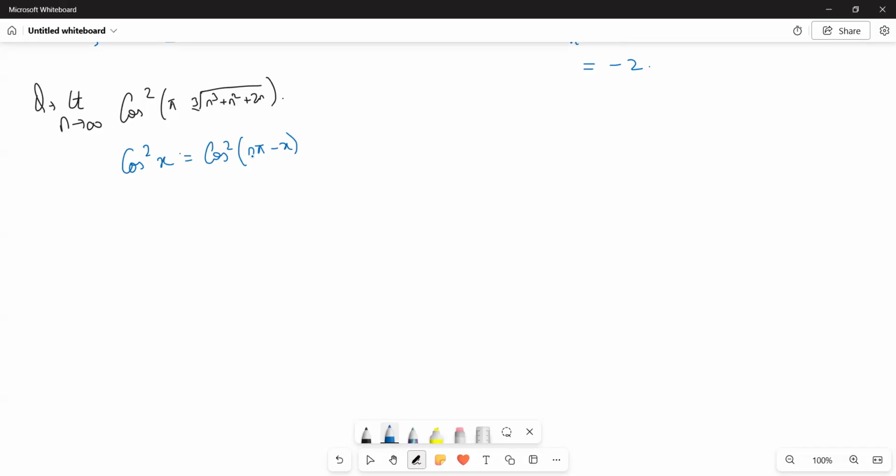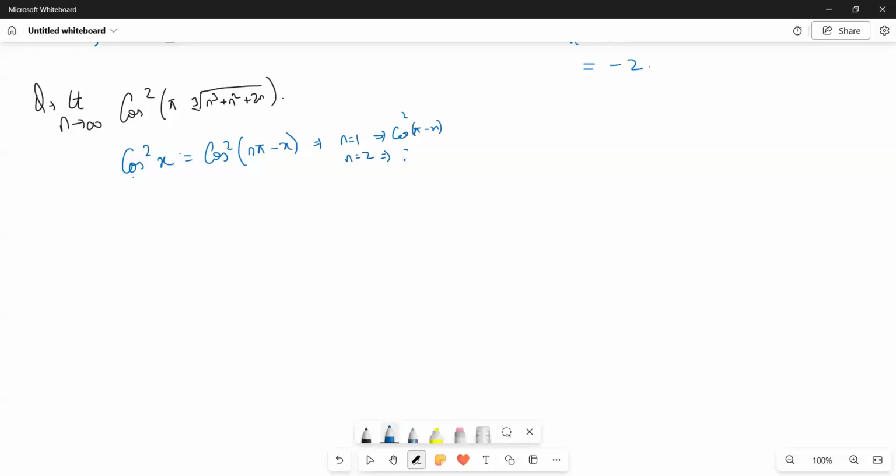If n is 1, then it will be pi minus x. Now, the reason why this would be true is, suppose n is 1, so this would be cos of pi minus x whole square. Now, cos of pi minus x is minus cos x, but since there is a square on top, it becomes positive again, and cos square x comes out.